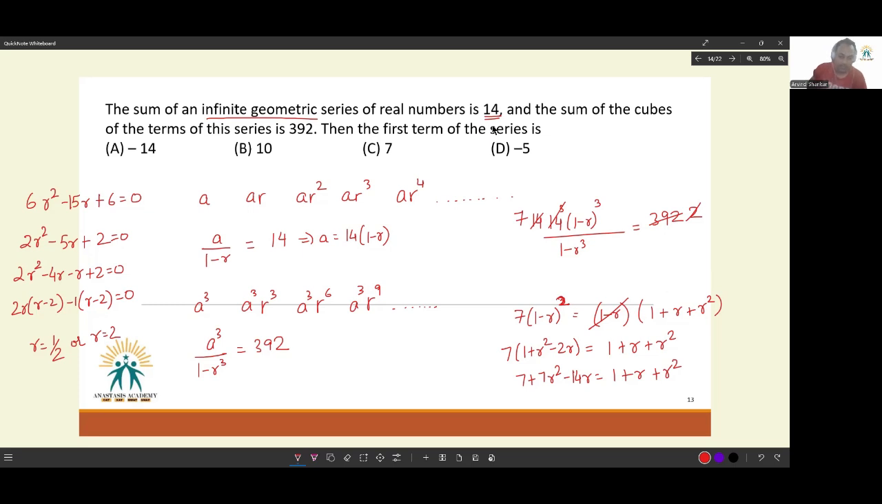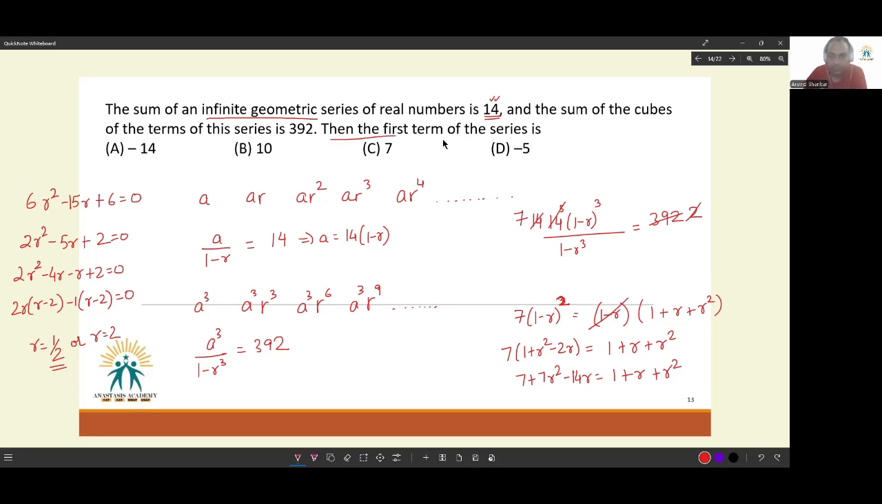It has to be within the range minus 1 to 1. If it was less than minus 1, it will continue to be a bigger negative number, and your sum will tend towards negative infinity. If it was a bigger number than 1, on the positive side, it will become bigger from the previous term, and your summation will tend towards positive infinity. The fact that we are able to arrive at a mathematical answer here implies that r has to be less than 1, which means r has to be half.